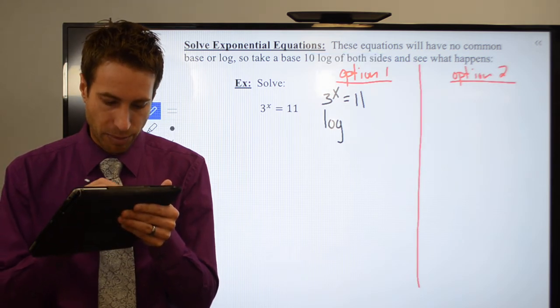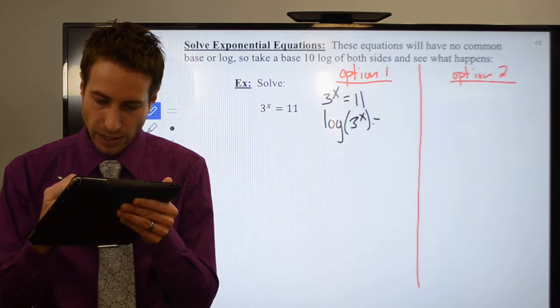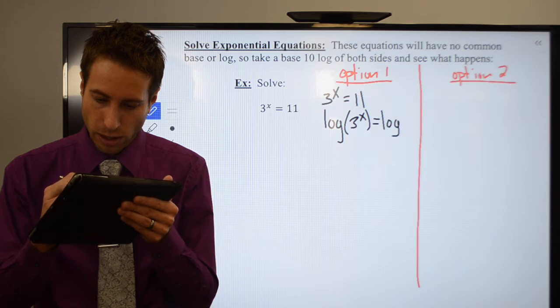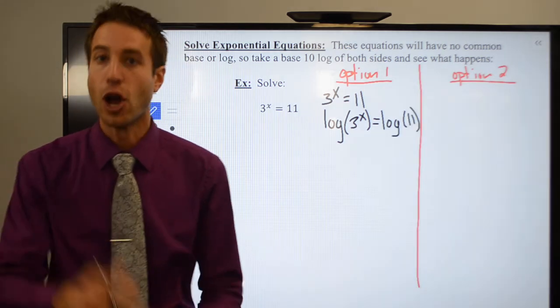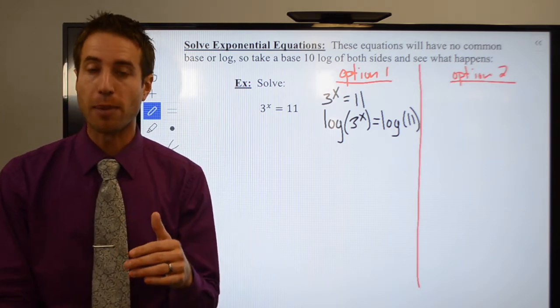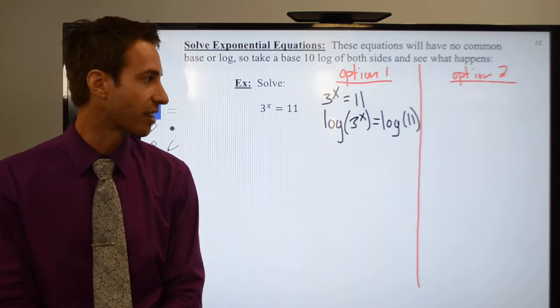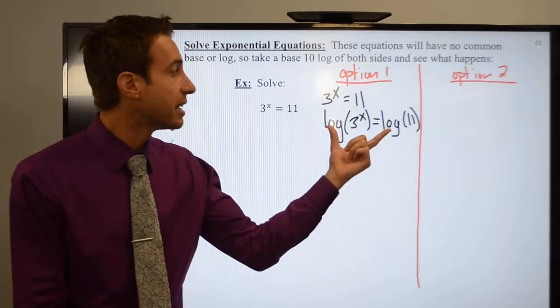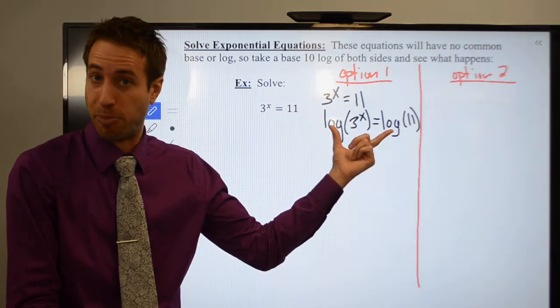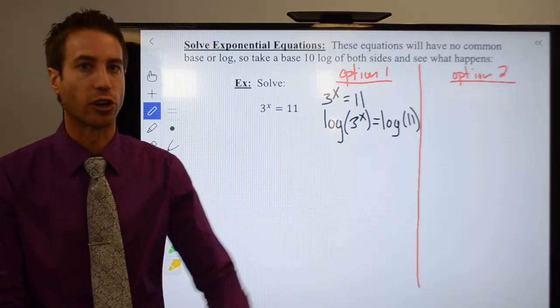I want to put it in parentheses. There it is equal to log of 11. Okay, so here's what we're going to do. We just learned about the common logarithm. It's called the common logarithm because it's a base 10 logarithm. It's the button on your calculator. That's the common logarithm. And I'm going to take the common log of both sides, right? Again, in algebra, as long as you do to both sides, you're good.